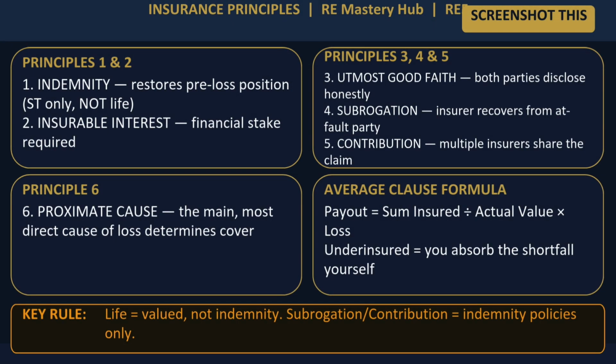Your one-screen summary. Screenshot this slide. Come back to it the night before your exam. Top left, indemnity and insurable interest. Top right, utmost good faith, subrogation, and contribution. Bottom left, proximate cause. Bottom right, the average clause formula. Bottom strip, the 2 facts most tested on this topic.